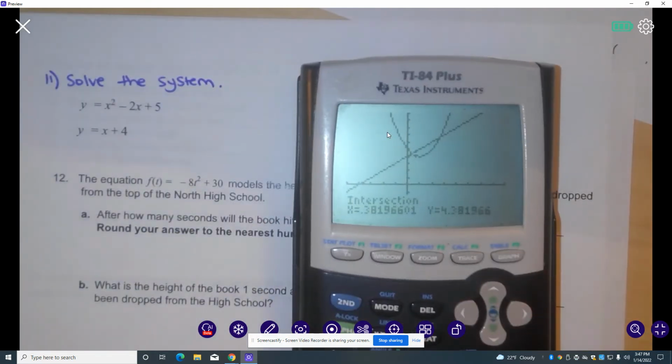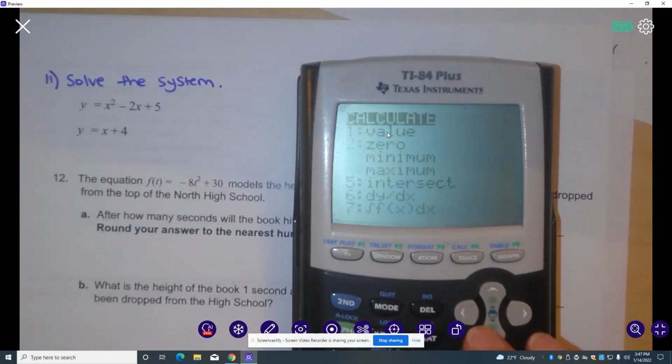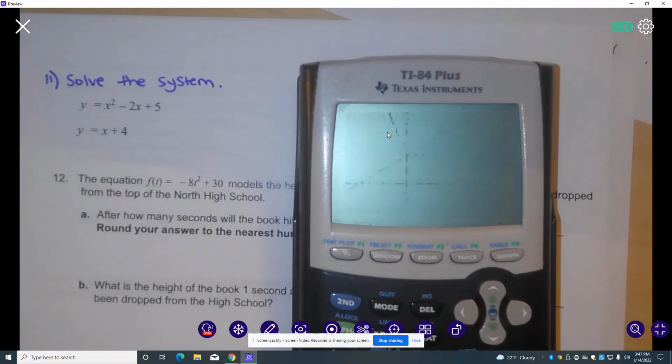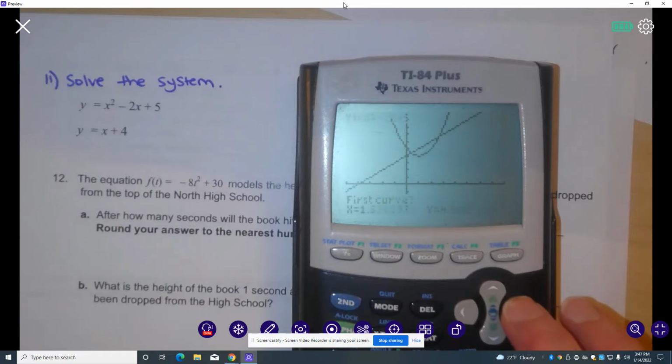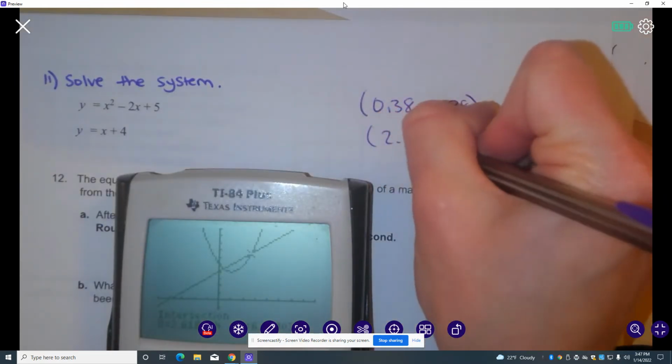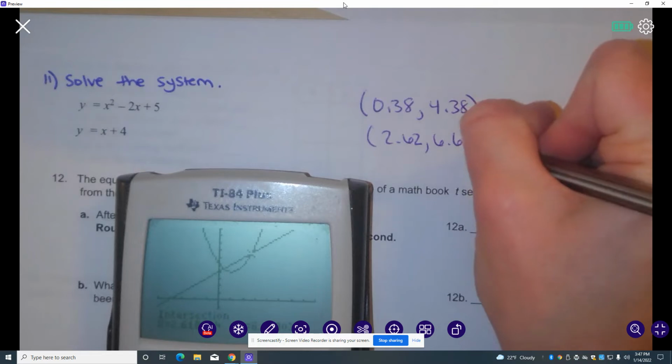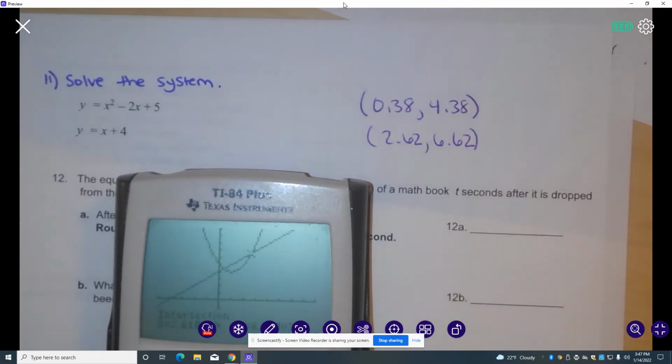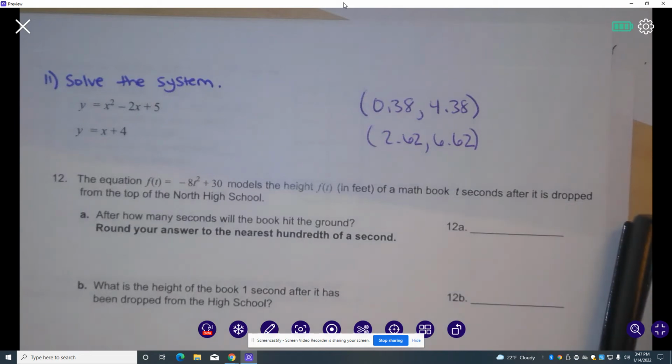So I'm going to do the same thing, second trace, go down to intersect. And this time I'm going to move my cursor a little bit closer to that second intersection point. And I get 2.62 and 6.62 as my two solutions. Okay, and I'm done.